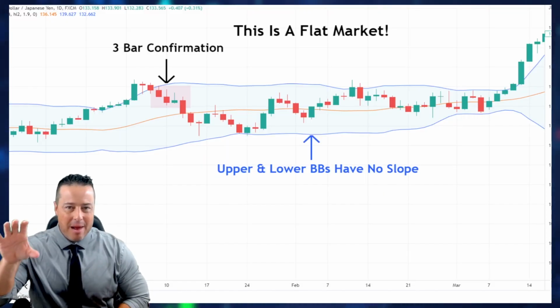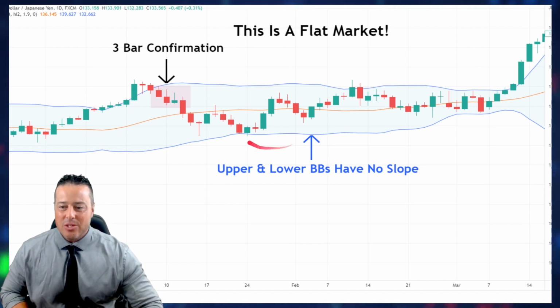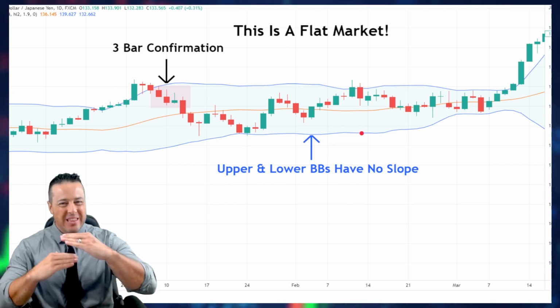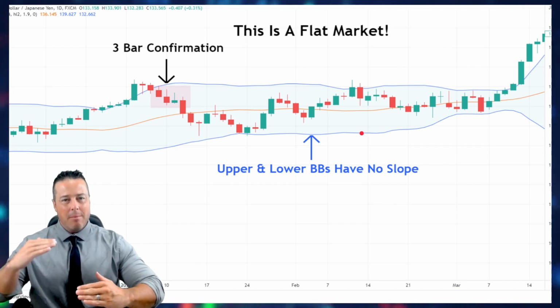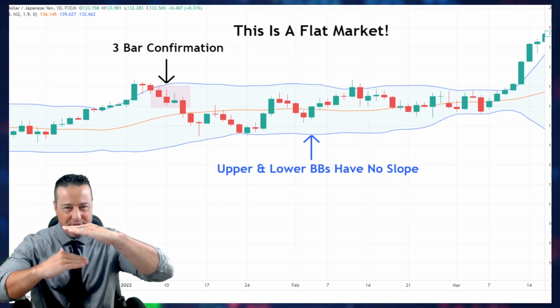Right here, this is a flat market. This is textbook flat market. What we have is nice tight Bollinger Bands. You also notice that the upper and lower BBs have little to no slope. That's key. Remember, flat. We're looking for no slope lines. We're not looking for a move. We're looking for flat markets.